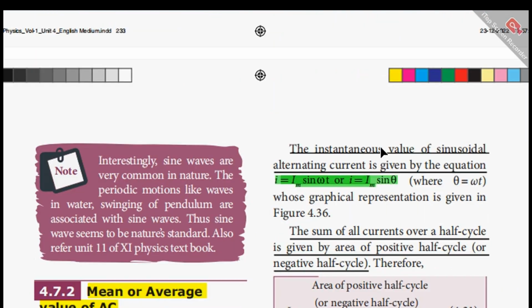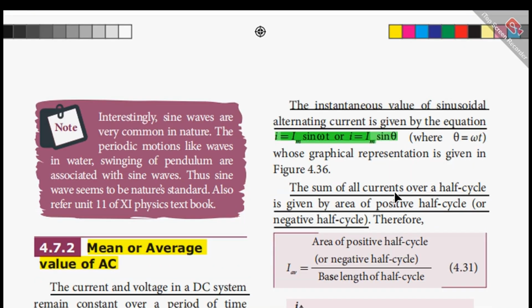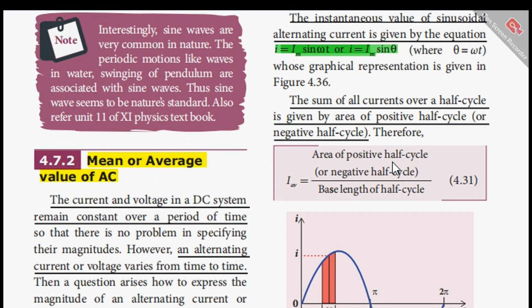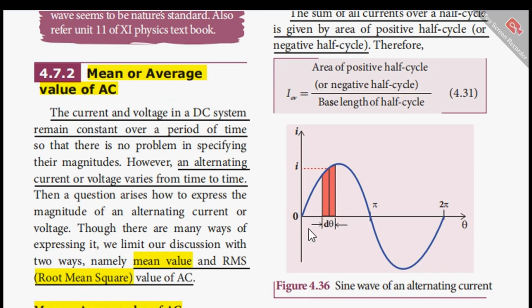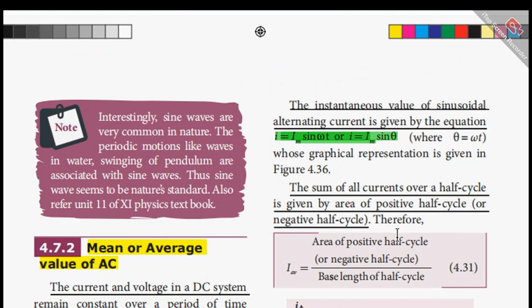And the instantaneous value of sinusoidal alternating current is given by this equation: i = Im sin ωt, or i = Im sin θ, that is θ = ωt, whose graphical representation is given in Figure 4.36. So this is the graphical representation of the sine wave of an alternating current. So it moves like this, that is, moving in the positive half cycle and the negative half cycle.